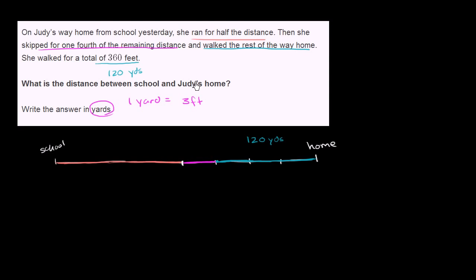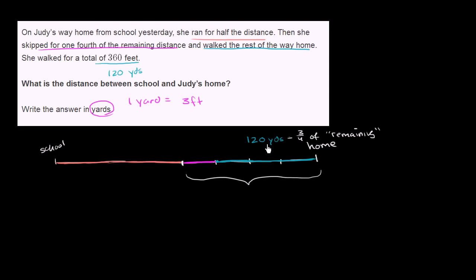So there's a bunch of ways that you could think about this. When we talked about the remaining distance after she ran, after this orange part right over here, you see that this blue section is 3/4 of that remaining distance. 120 yards is 3/4 of the remaining distance. So how much is 1/4 of that remaining distance? Well, as this is 3/4, 1/4 is going to be 1/3 of this.